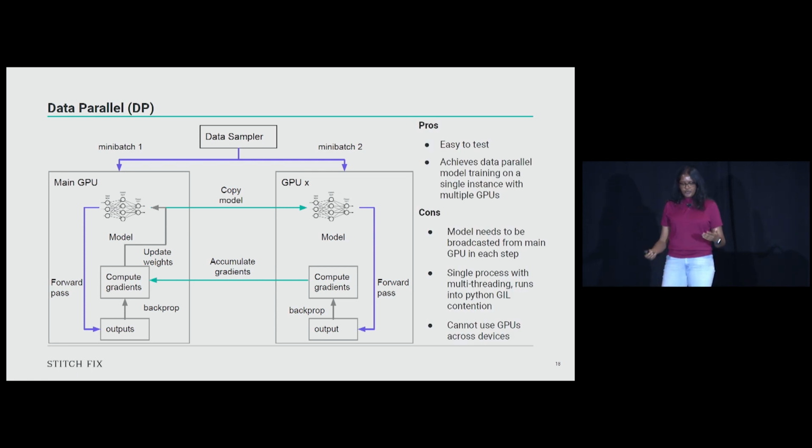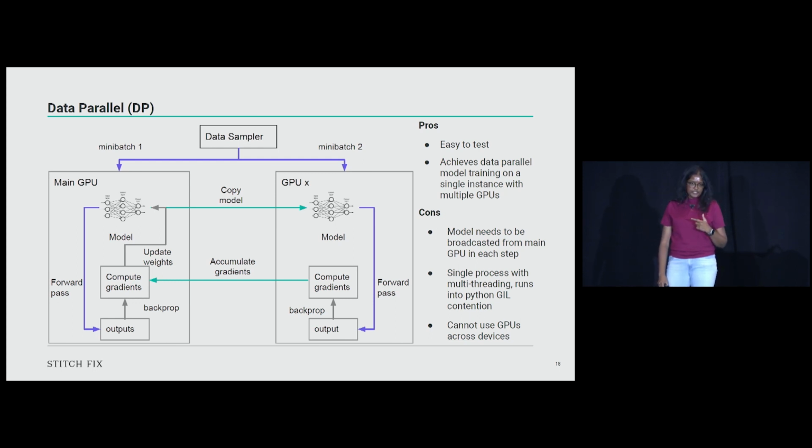So there are some pros and cons to this approach. The pro is that it's relatively easy to test. With a few lines of code, you can try this as long as you have access to a machine with multiple GPUs. It's very easy to test, and you can test it on a single instance with multiple GPUs.